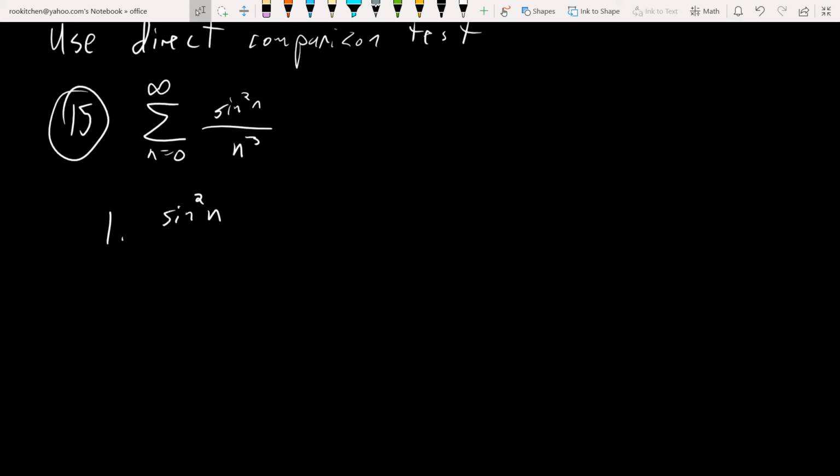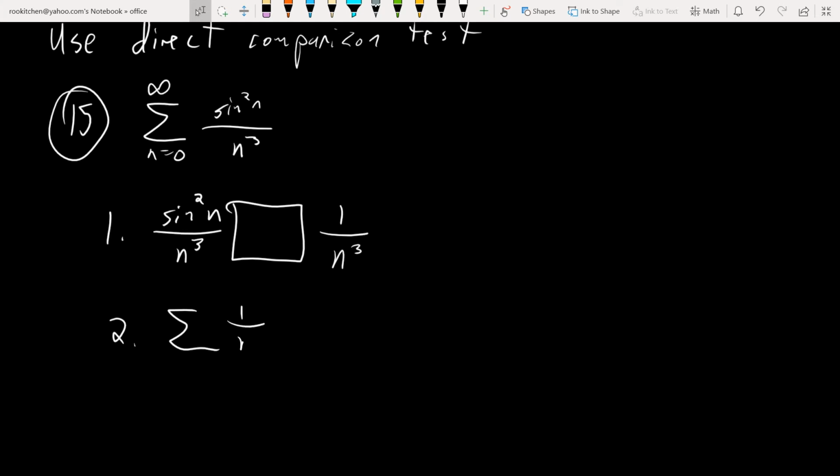If you're trying to show that something is convergent, you want to bound it above by something known that converges. Okay, so in this case, looks like sine squared n is always less than 1 all over n cubed. And we know about that series, 1 over n cubed. Okay, so that series is a p-series where p equals 3 and it's convergent.